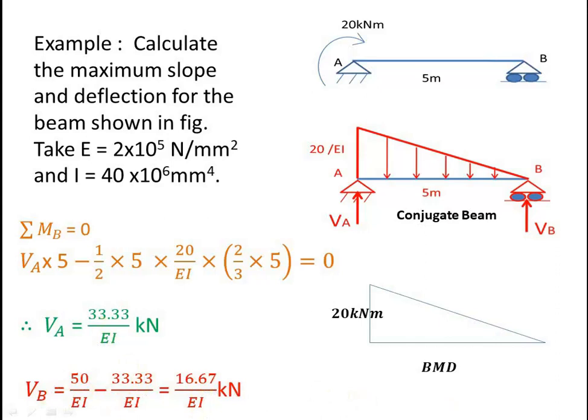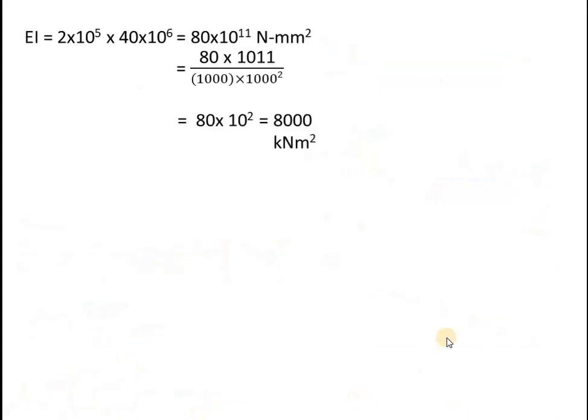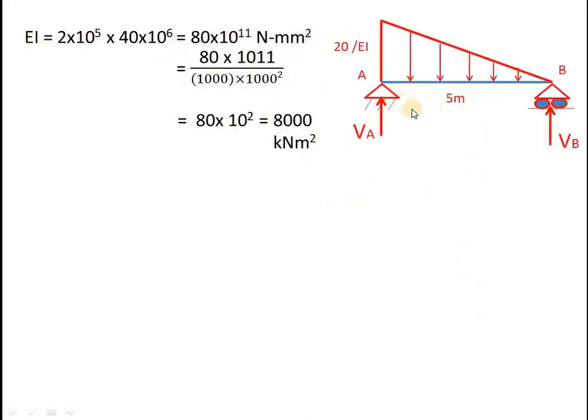Now he has given the values of E and I in Newton and mm. So if you convert Newton to kilonewton, divide by 1000, and mm squared to meter squared, 1000 squared. If you simplify this, you will get 800 kilonewton meter squared as the EI value. Now this is the conjugate beam which was already given, and these are the reactions which you have calculated.